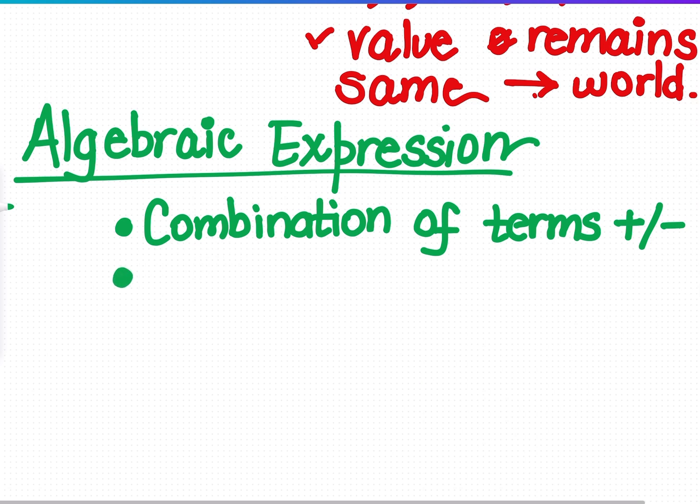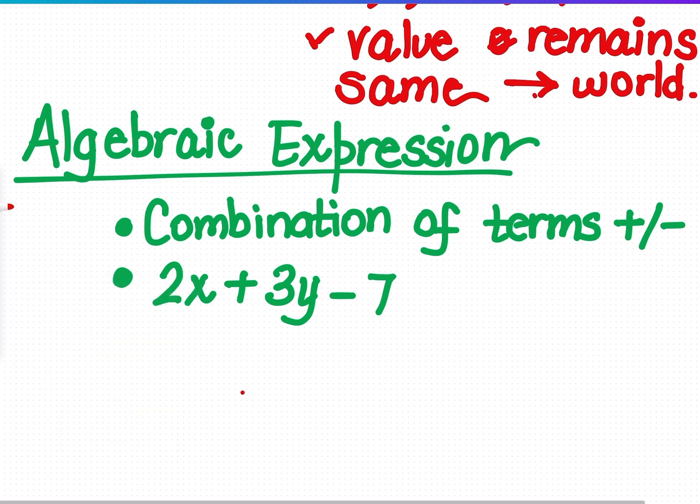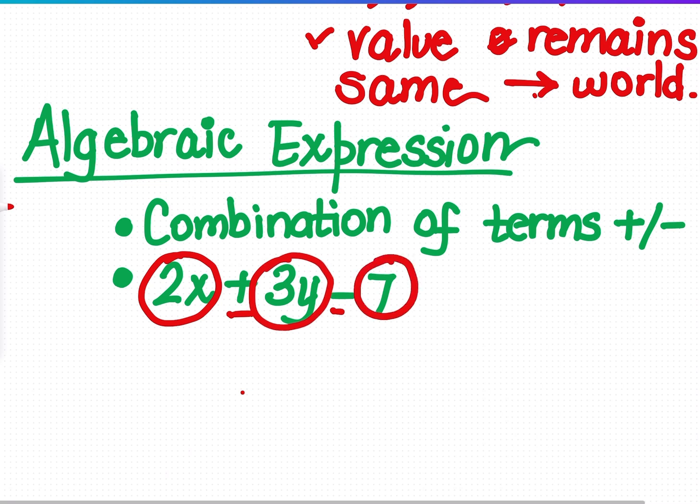Next up, an example of an algebraic expression, we can write down 2x plus 3y minus 7. Now here you can see that the terms are being separated by positive and negative signs. So these are the positive and negative signs here. And then here you have the constant and variable together. And this is just the constant. So as you can see, this whole thing makes up an algebraic expression.